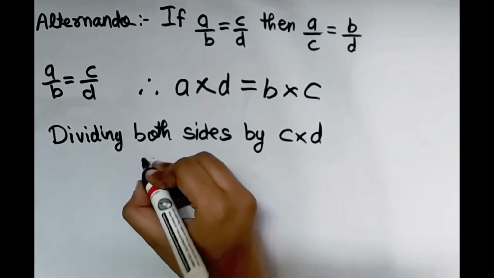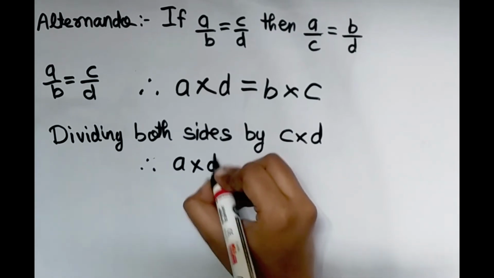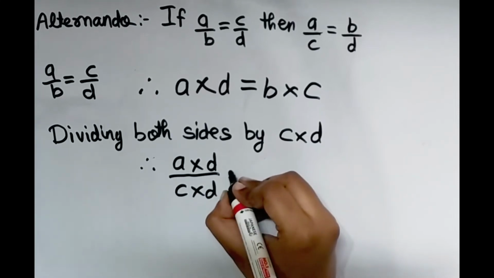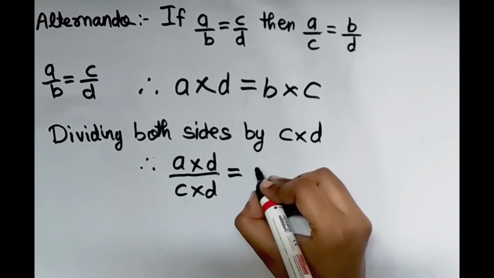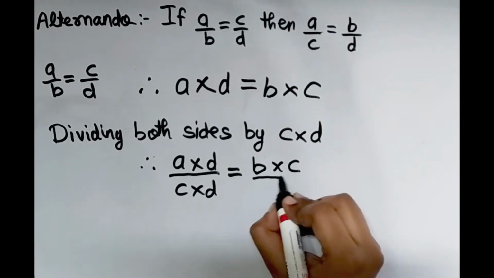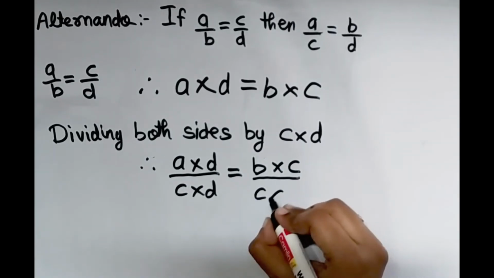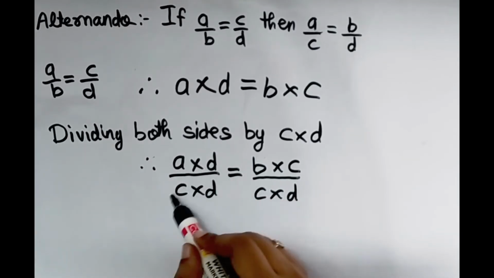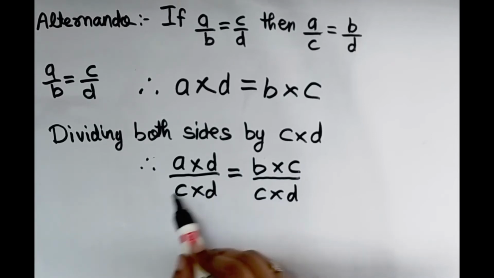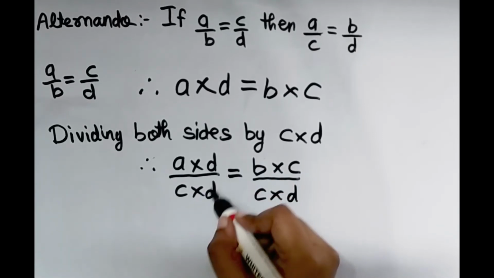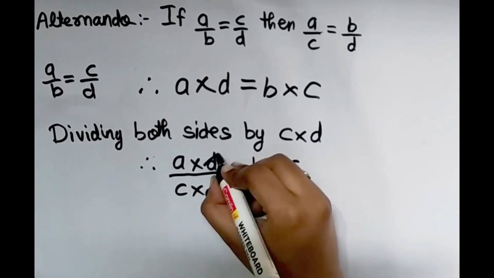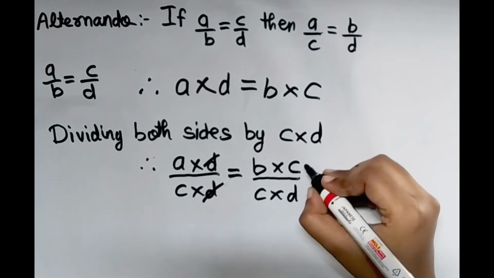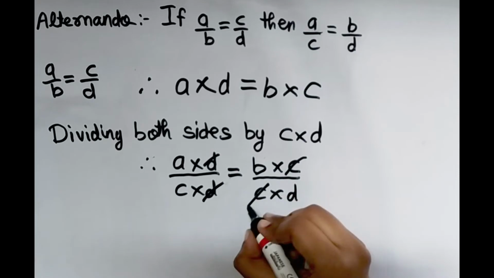So what we will have? Therefore A into D upon C into D, which is equal to B into C upon C into D. Now see here multiplication sign is there, so we can cancel the common terms which are there in the numerator and the denominator. See here D is common in numerator and denominator, so it can get cancelled. And here C is common in numerator and denominator, so we can cancel it. This C and this C will get cancelled.